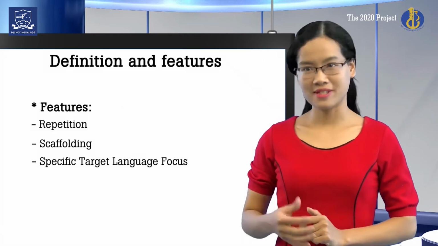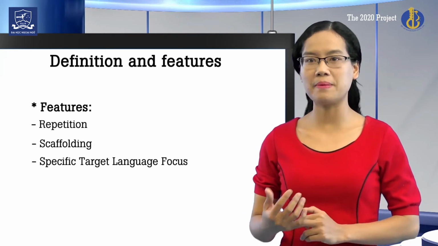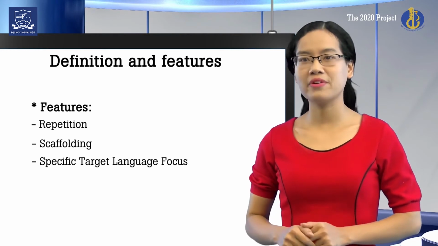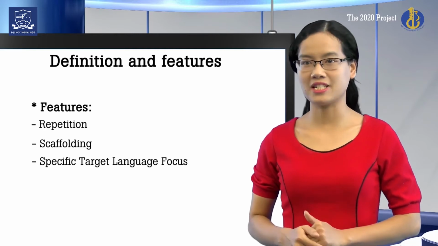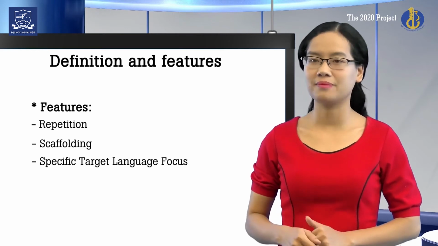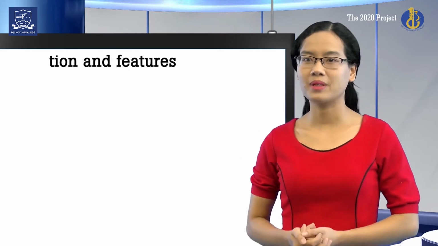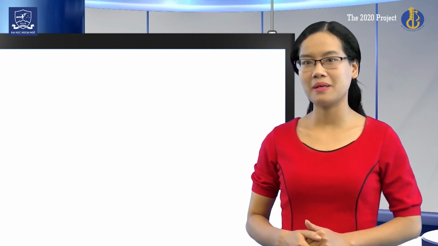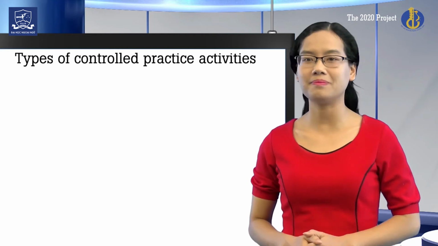Thirdly, the specific target language focus can be from any of the three main system types: vocabulary, grammar, and function, and also spelling and pronunciation. And the language used is rather restrictive, only around the language point that students are learning. With those features of controlled practice exercises in mind, below are some examples of controlled practice activities.